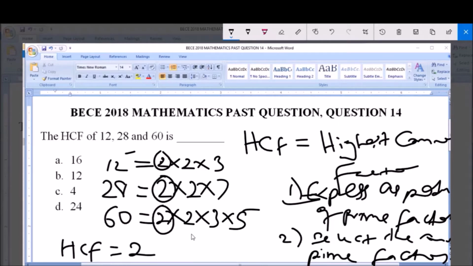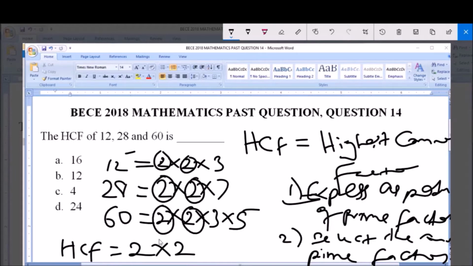Now we check again, is there any other common prime factor? This is common, it's here also, and here also. So 2 times 2. Now we check again, is there any common one? We have 3 here, but we don't have 3 here, and we have 3 here, so it's not common. We have 7 here, but 7 is not present in all. We have 5, but it's not present in all.